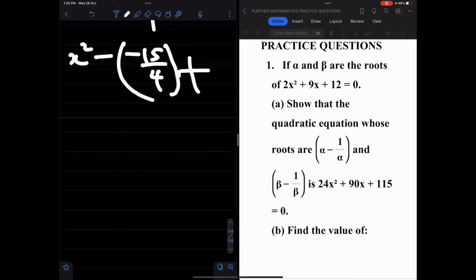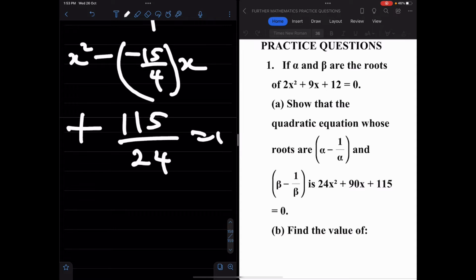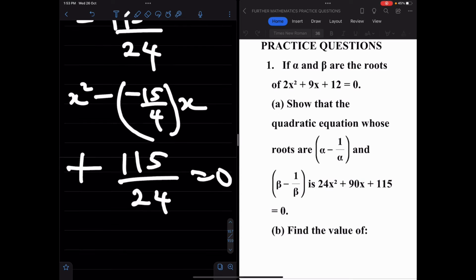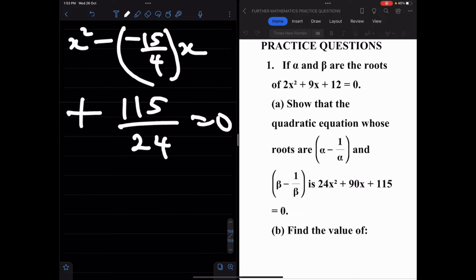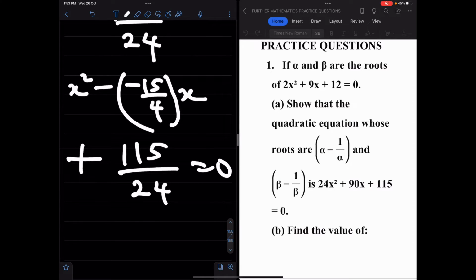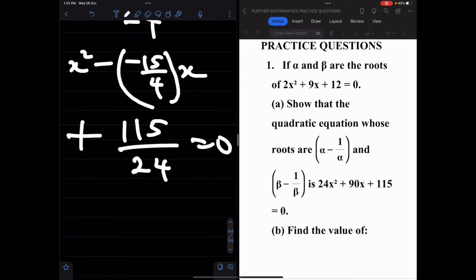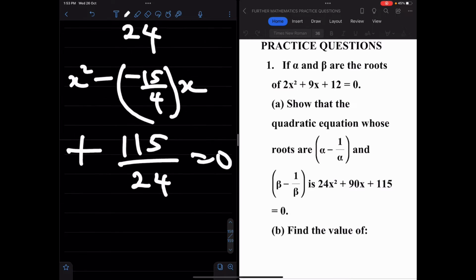Plus the product of the new roots. The product is 115 over 24. So x squared minus the sum of the new roots times x plus the product of the new roots, which is 115 over 24, equals 0. Don't forget that the new roots are alpha minus 1 over alpha and beta minus 1 over beta. We want to show that the equation whose roots are alpha minus 1 over alpha and beta minus 1 over beta is 24x squared plus 90x plus 115. Let's see if this will give us that.